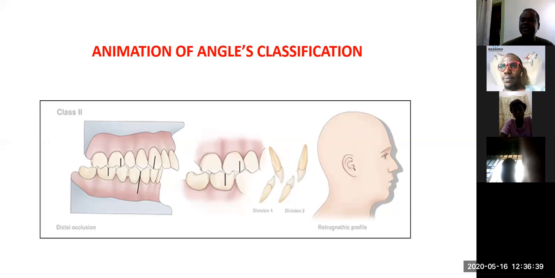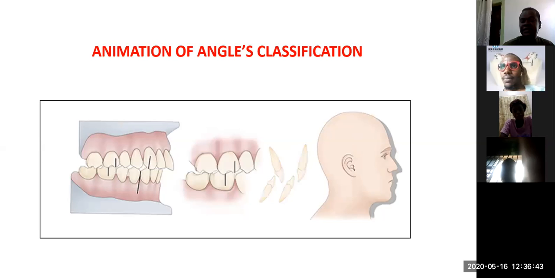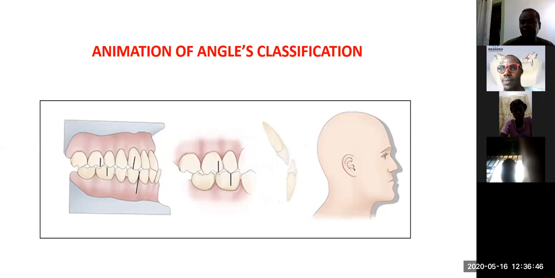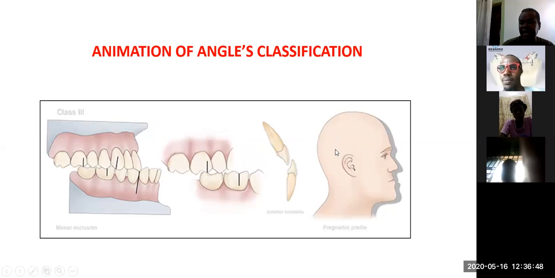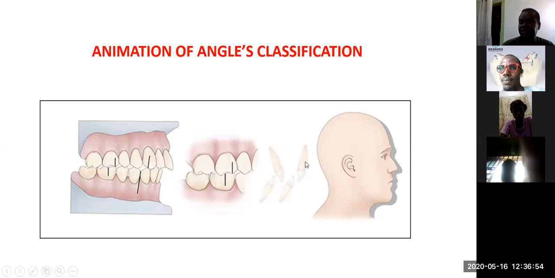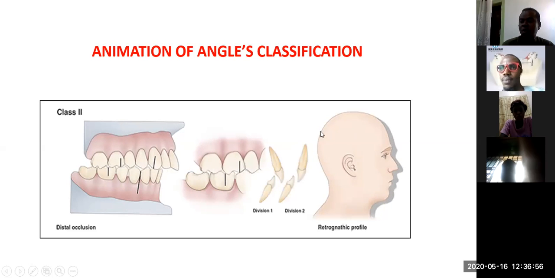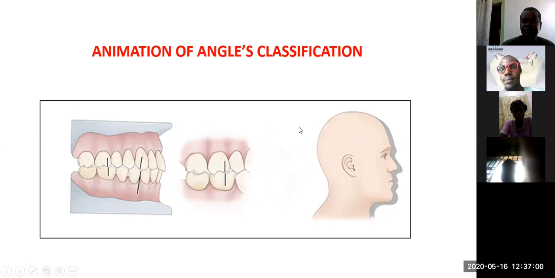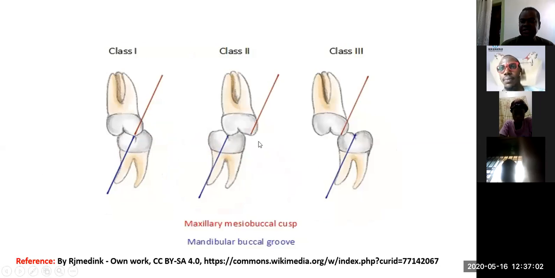You'll notice that each time this animation shows, if you look at this side, beside the head of the man here, you will see the relationship of the anterior. The relationship of the anterior is trying to explain to you what class is. Now, let me take it further and explain to you. This is the posterior. In class 1, this is a normal jaw relationship.